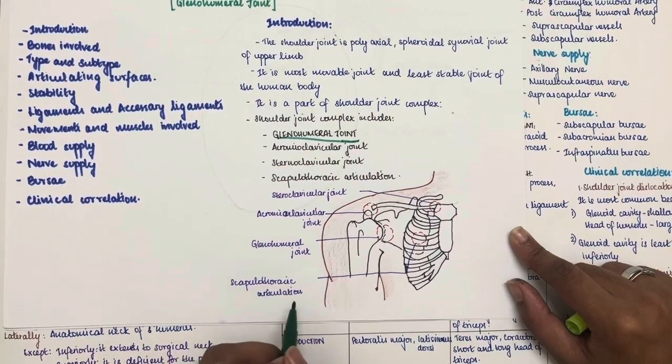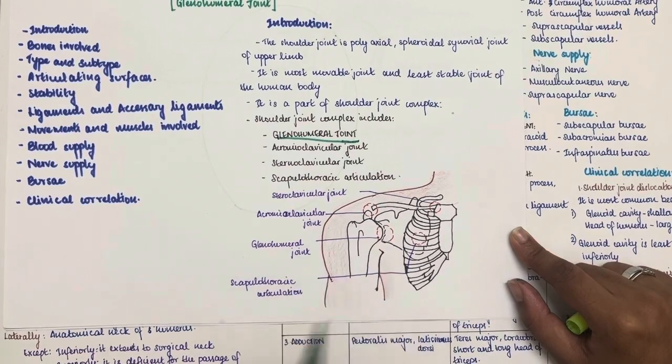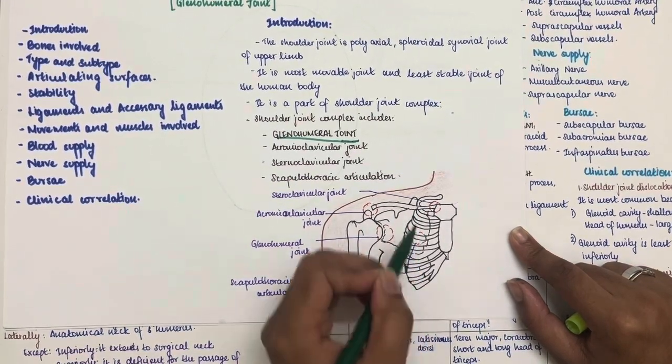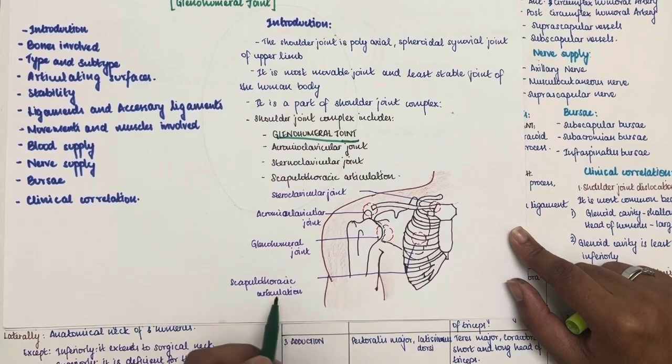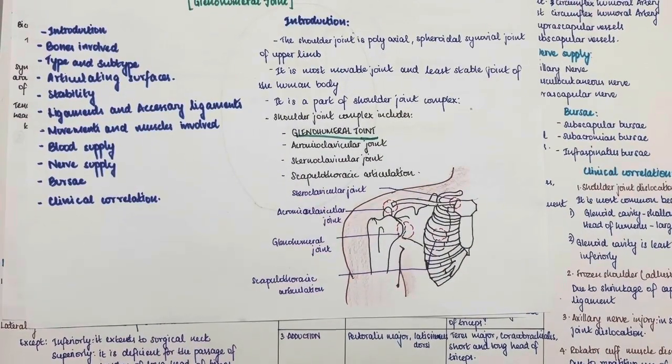And then scapulothoracic articulation. The scapula which is behind, this one is the scapula. And then this is the thoracic vertebrae. So it is called scapulothoracic articulation. So now we have seen the introduction part. Next let's see the bones involved.